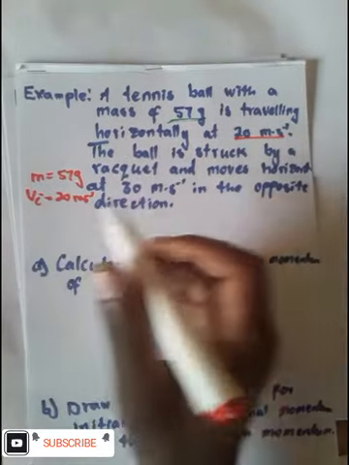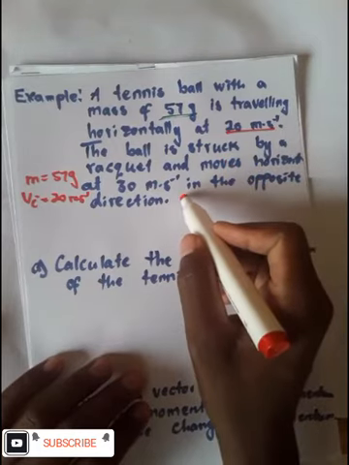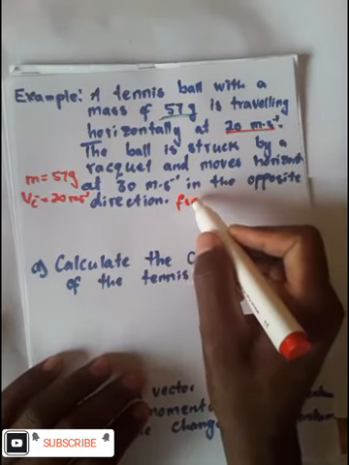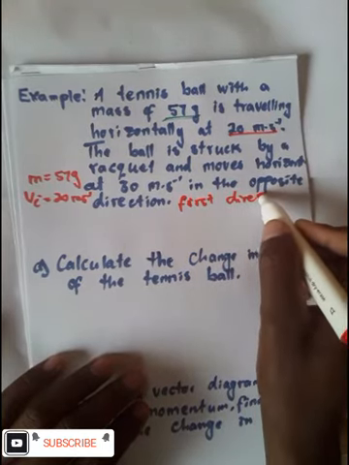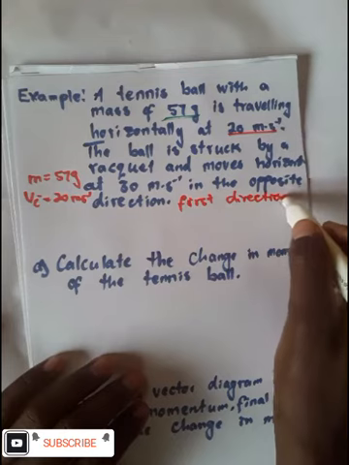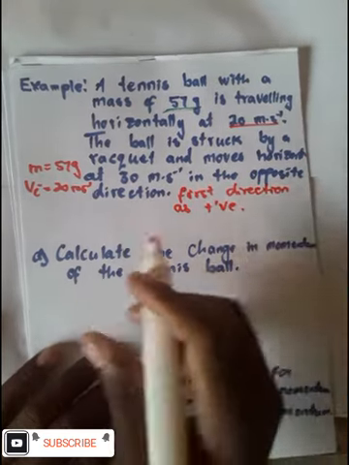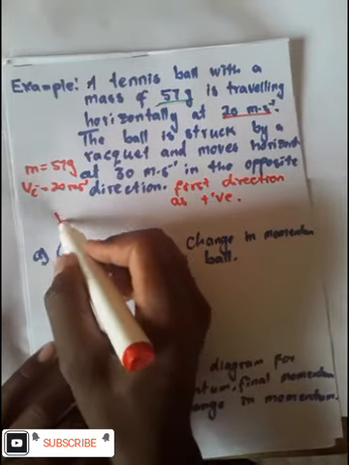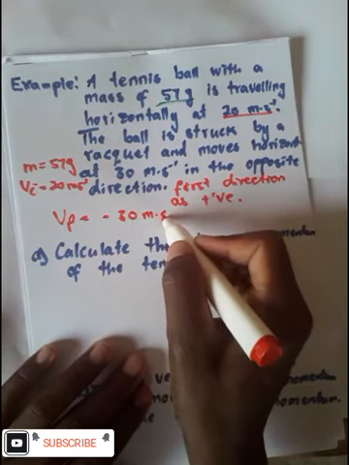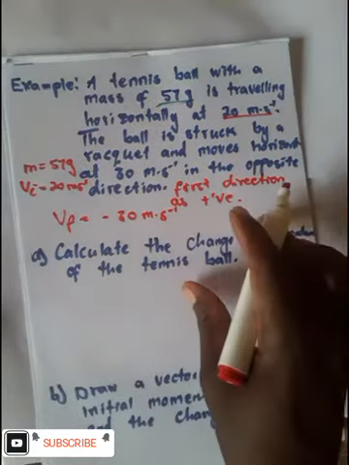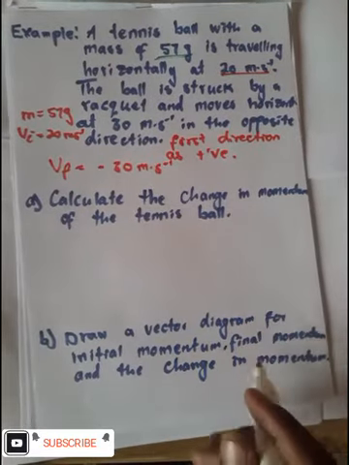So therefore for the v final, we have to choose the direction. So let's take the first direction as positive. That means the v final of this object is going to be minus 30 meters per second in the opposite direction. Then it says calculate the change in momentum of the tennis ball.